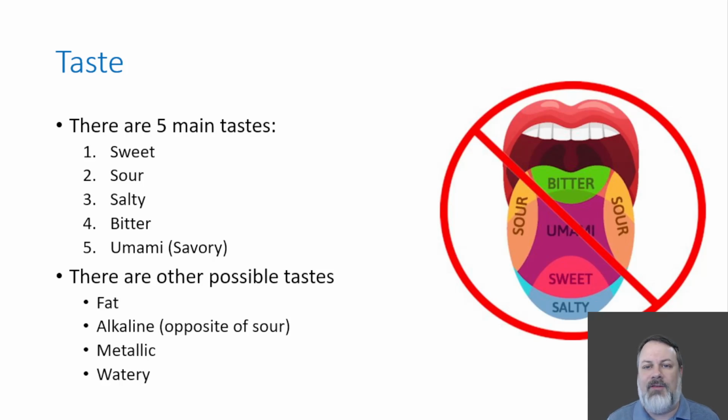Also, research has suggested that there are possibly some other tastes that exist as well. There's some pretty good evidence that we have a specific taste for fat, for fatty foods. But there's also some evidence that we might have a taste for alkaline, which is kind of the opposite of sour, and for metallic and for watery.